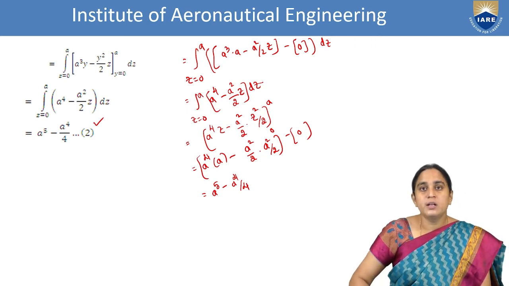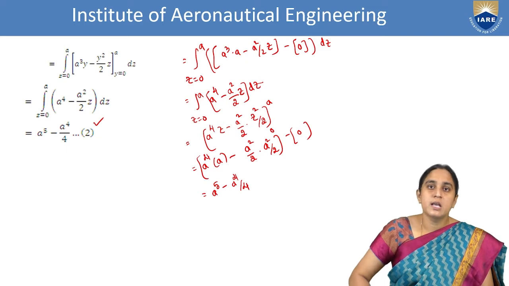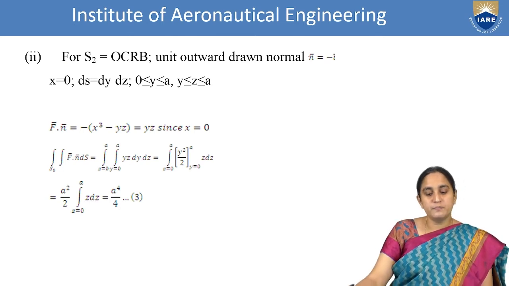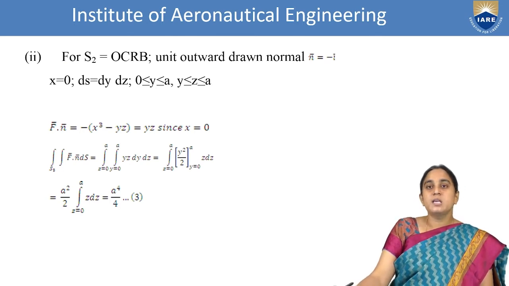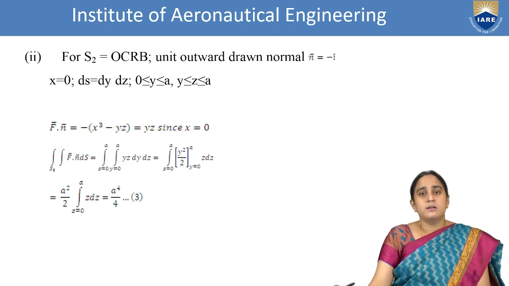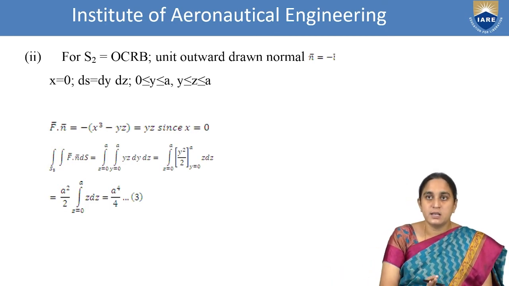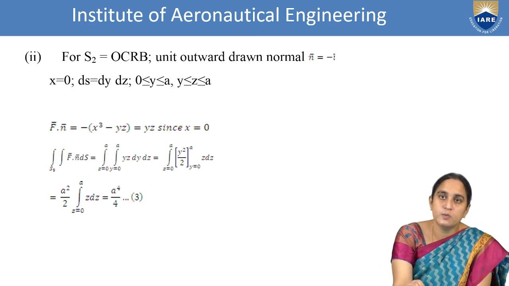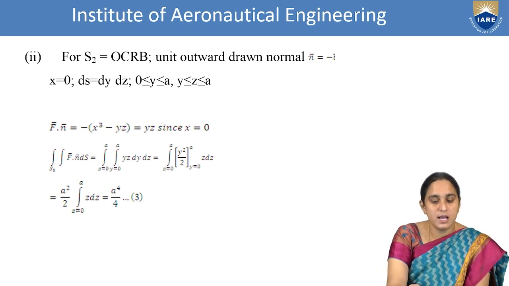Now the first phase S1, PQ, is on the positive x-axis direction. From that we got the answer a power 5 minus a power 4 by 4. Now I'll take the second one. S2 is equal to OCRB. OCRB is on the negative side of the x-axis. For that side, what is the unit outward normal vector? N bar is equal to minus i bar, right? N bar is equal to minus i bar.